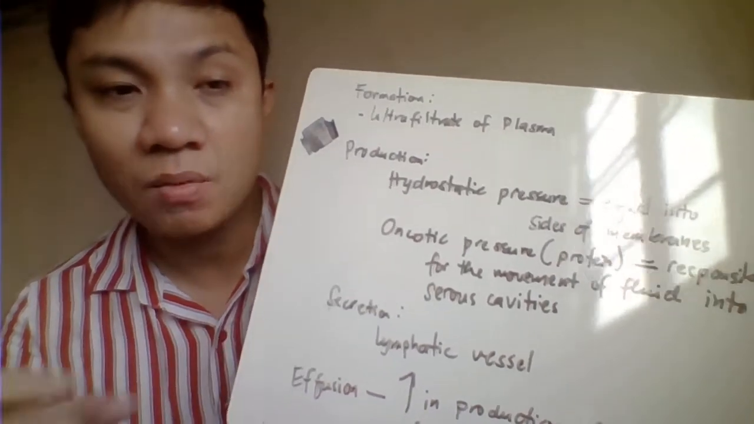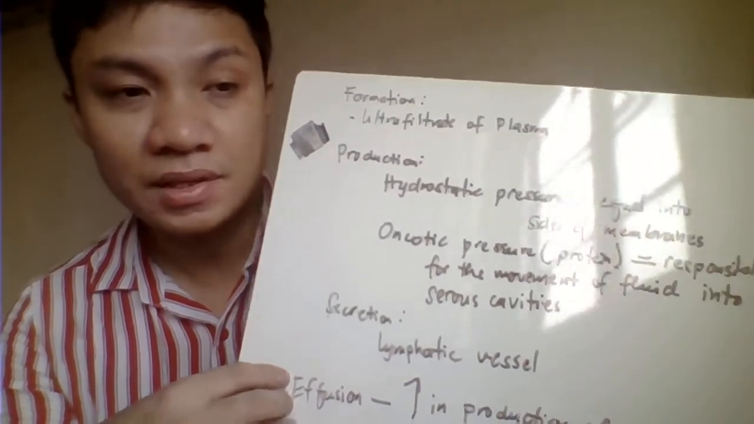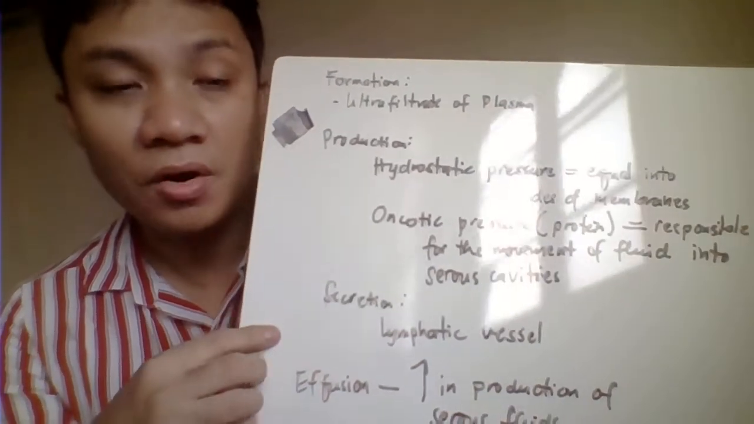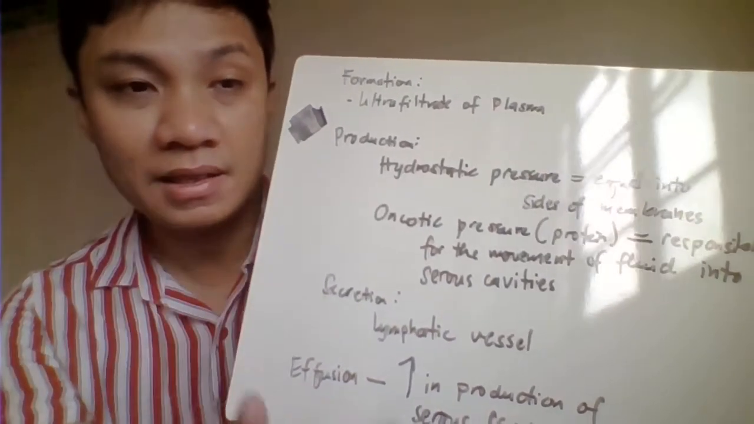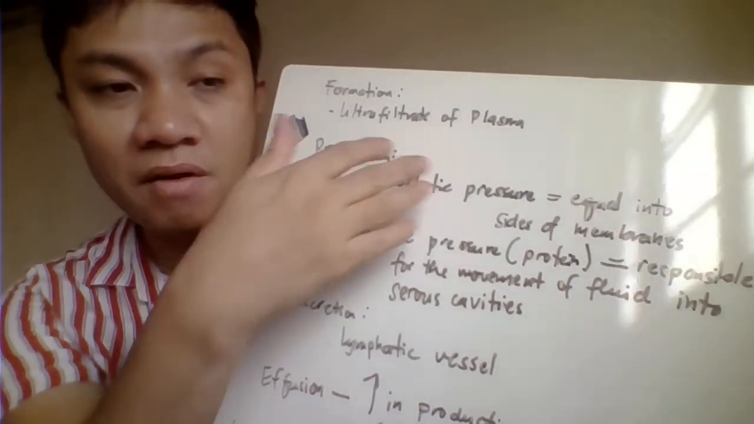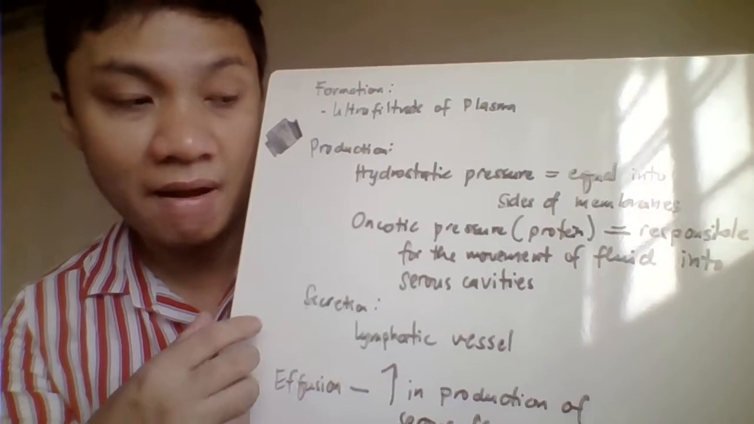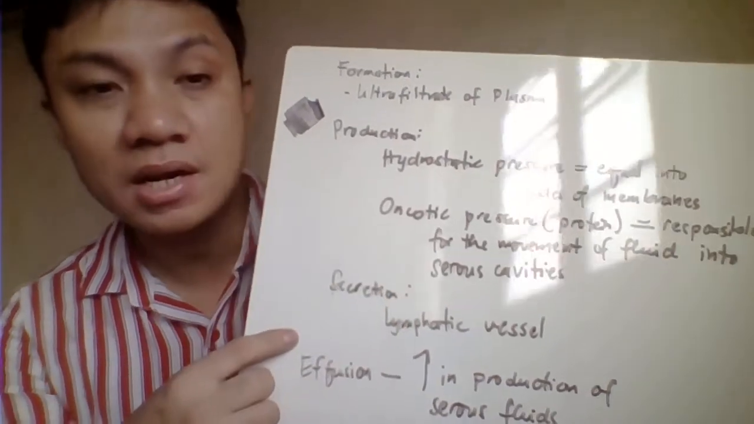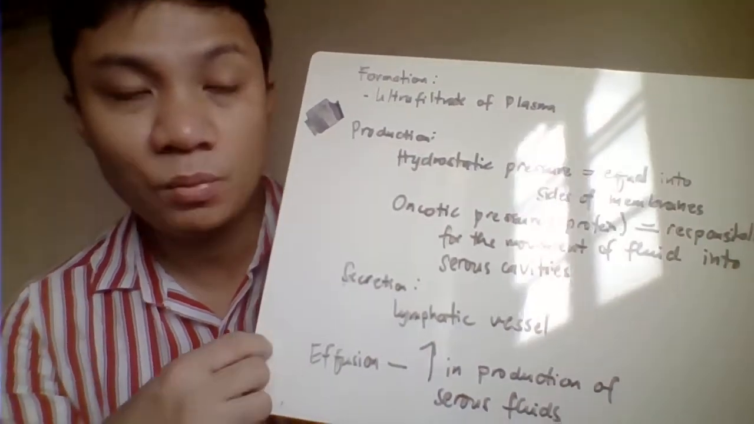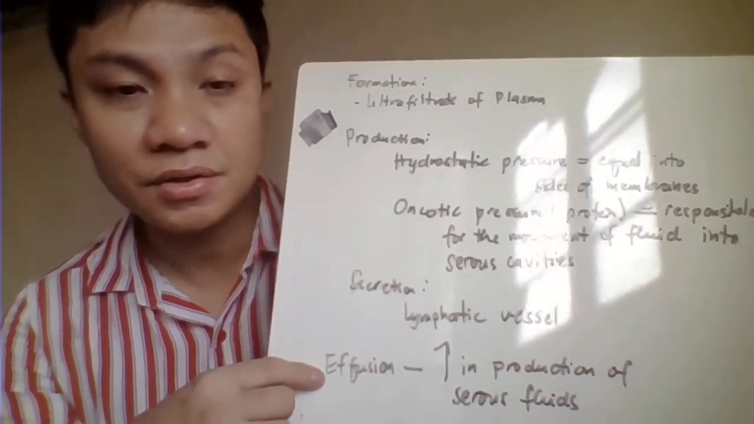Okay, so once within our serous cavities, it should maintain the normal volume of your serous fluids. It's not just that you produce it here, the plasma goes there and it accumulates. There is also a mechanism that allows you to get rid of, to excrete, those serous fluids produced from your plasma, in order to prevent them from accumulating within our serous cavities. That's why the removal is basically through your lymphatic vessels. But a problem with any of this, the accumulation of your serous fluid within your serous cavities, you call that your effusion.